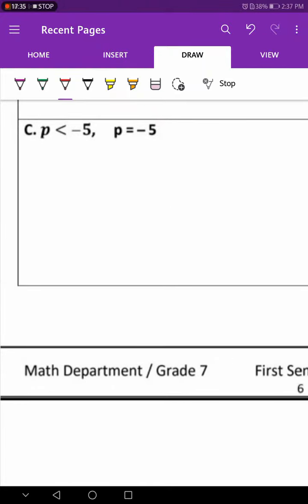P less than negative 5. What is the value he assumed? You will remove the P and put negative 5. So I will put the negative 5 and write this. Now read it. Is negative 5 less than negative 5? Of course, no. Great boy. So here P is not a solution.